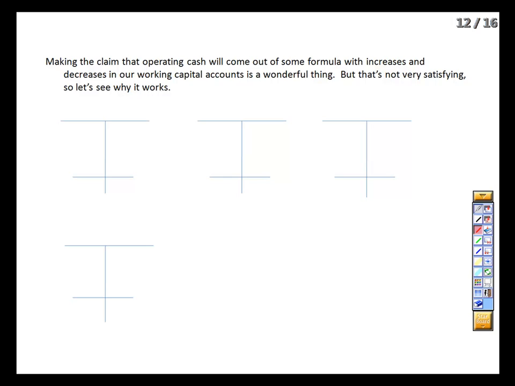Where did we start? With accounts receivable, right? We began the period with $1,300 and we ended the period with $1,750. So let's fill those into our T account on the next page.